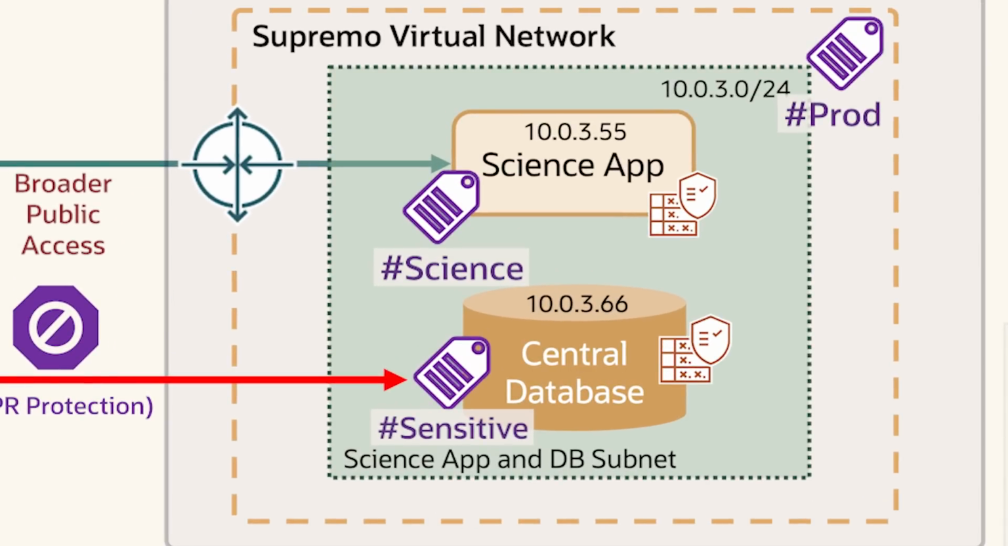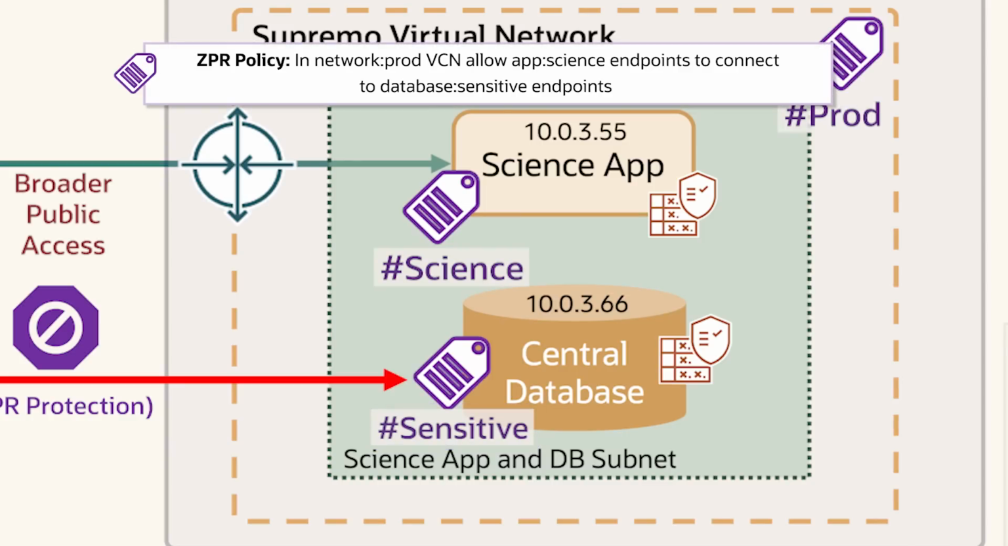Let's look at the database that has sensitive information. Only if there is a Zipper policy allowing connectivity to the database with security attribute sensitive will that network connection be allowed at all. This policy statement allows any application host with security attribute signs to make a SQLnet TCP connection to the database with security attribute sensitive. Any other traffic to the database would fail, regardless of the network configuration.